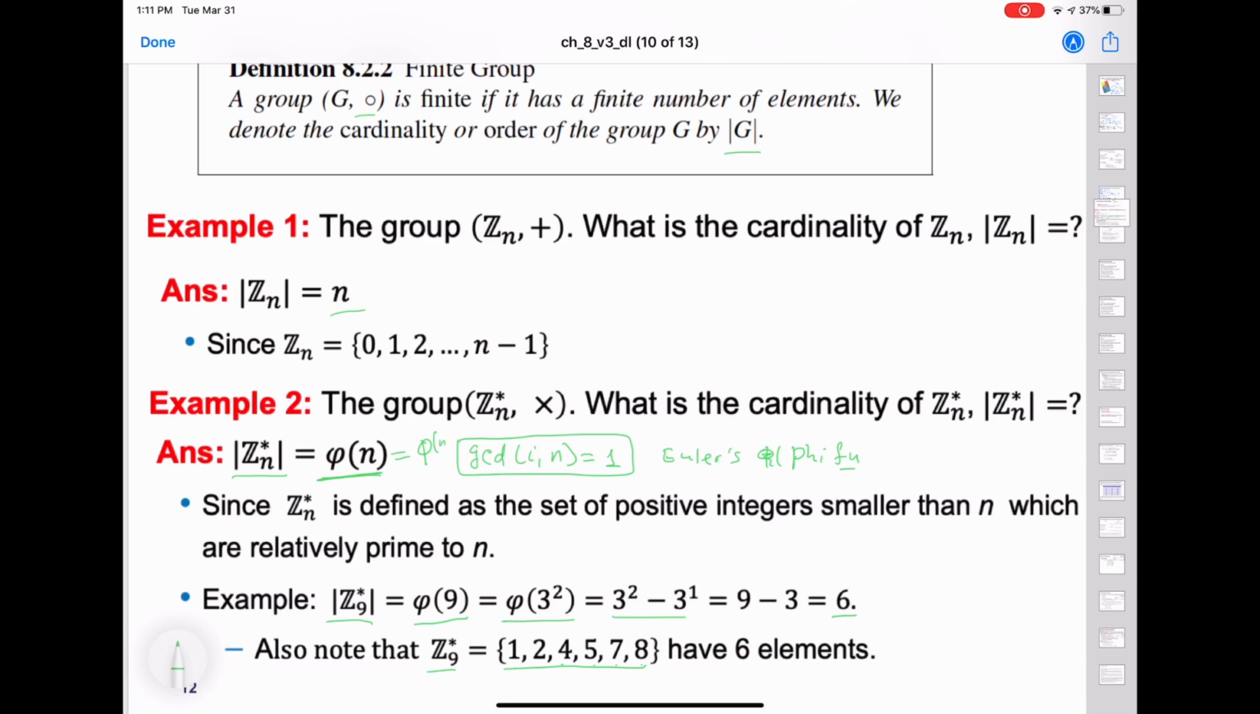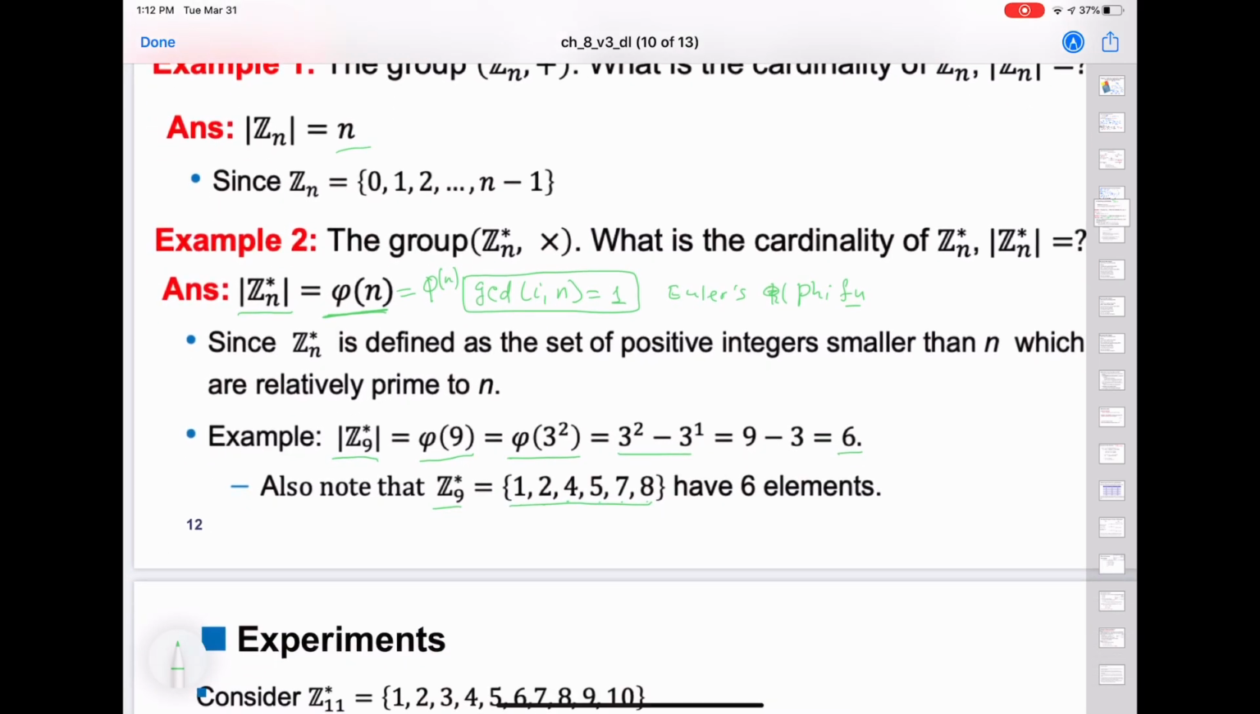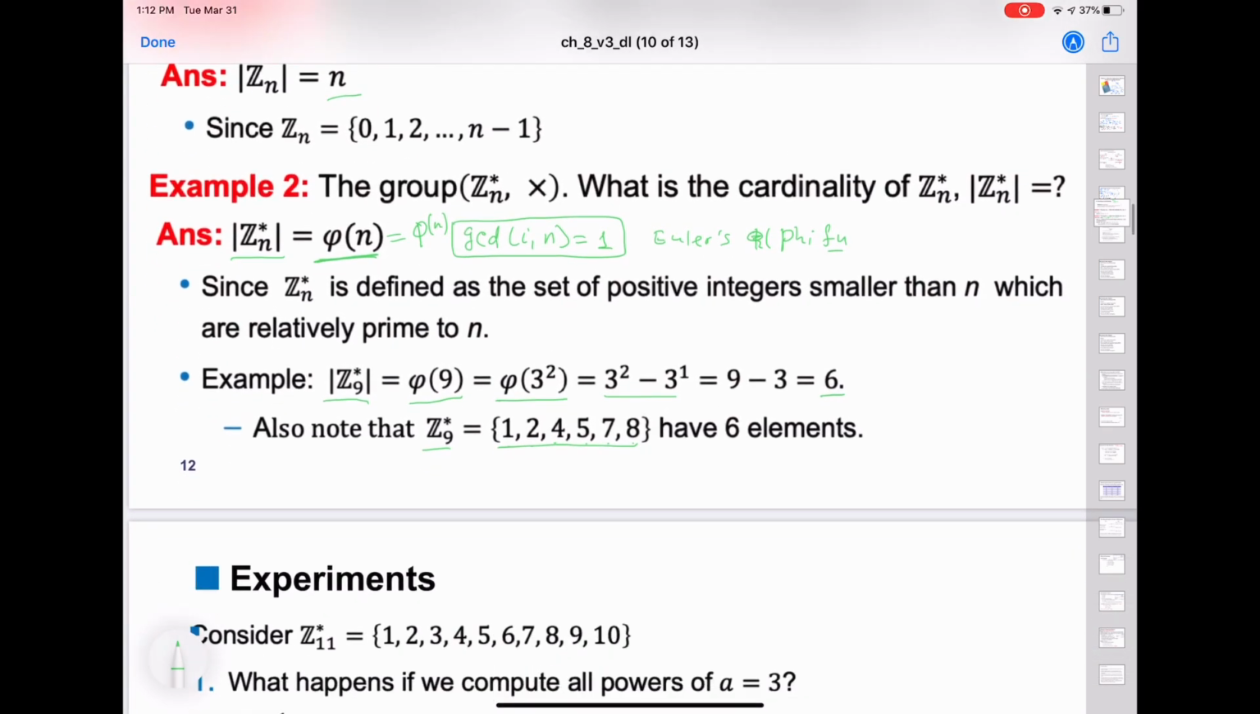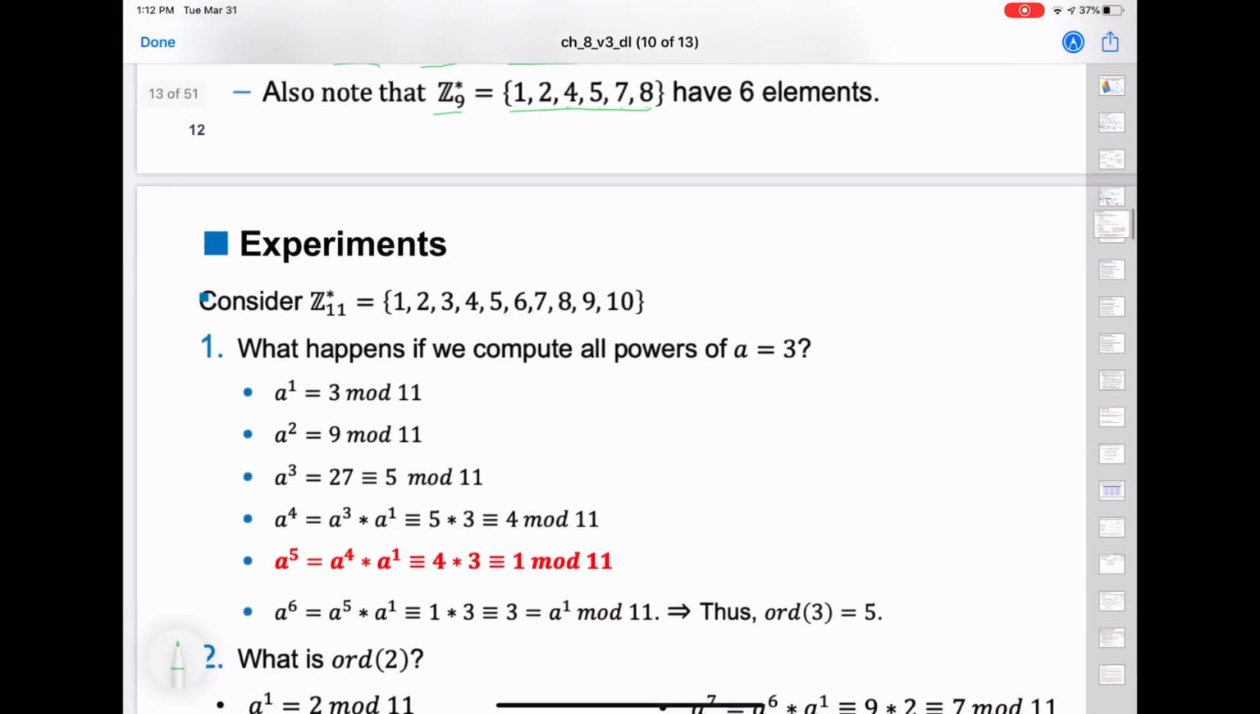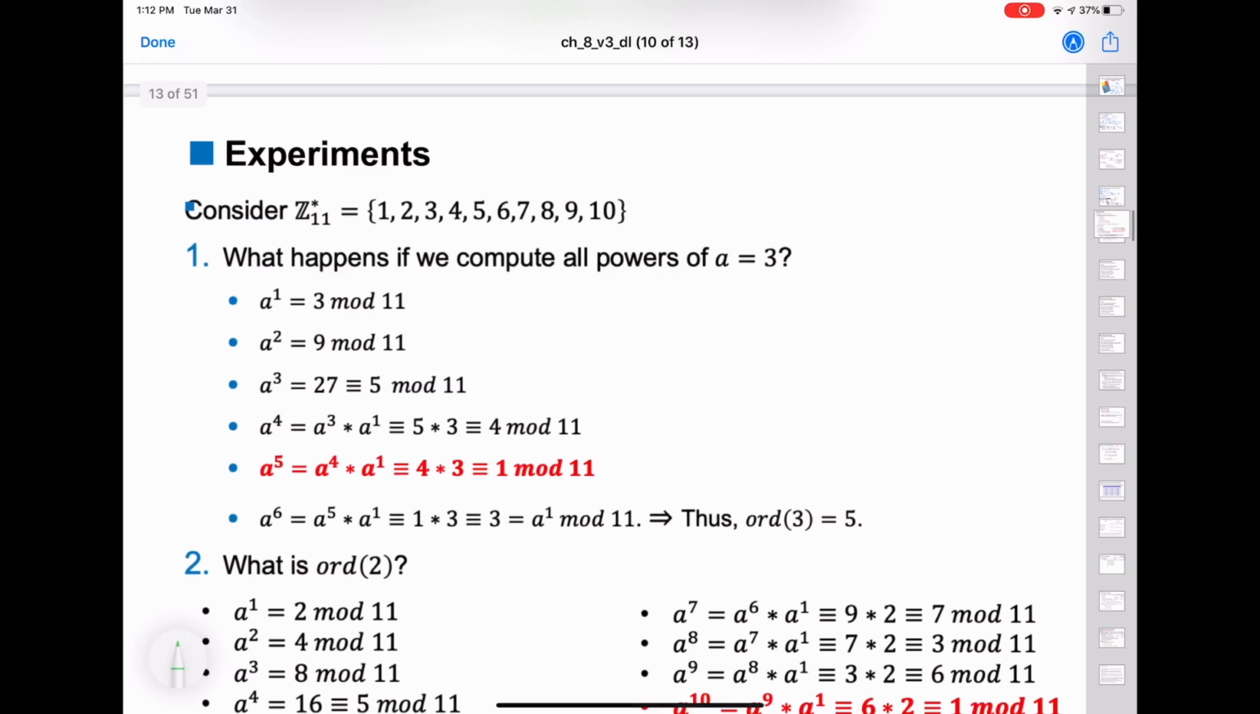Yes, so if you see that way or that way, it doesn't matter, it is the phi function. So you understand what cardinality is. I hope you saw it previously. Now let's talk about generators. So let's talk about Z11 star.